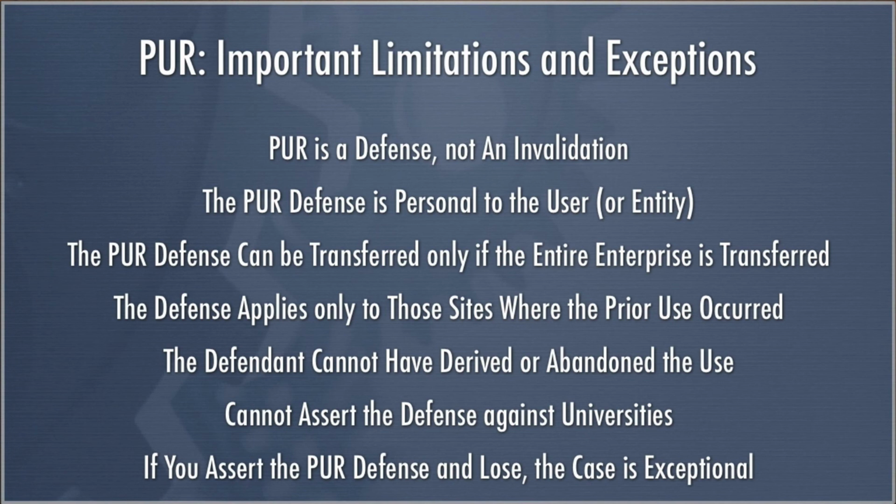Fifth, you can't have derived, right? You remember derivation from Section 102. Derivation is when you've essentially obtained the patented information from the inventor him or herself, or abandoned the use, right? You can't have abandoned the use, given it up, and still avail yourself of the prior user right defense. So you have to be continuously using it during the relevant time periods here.